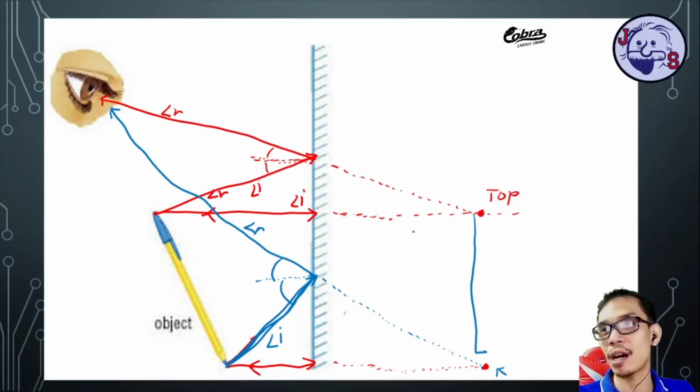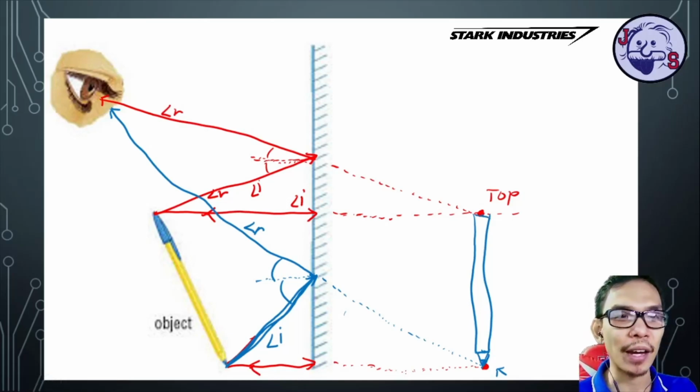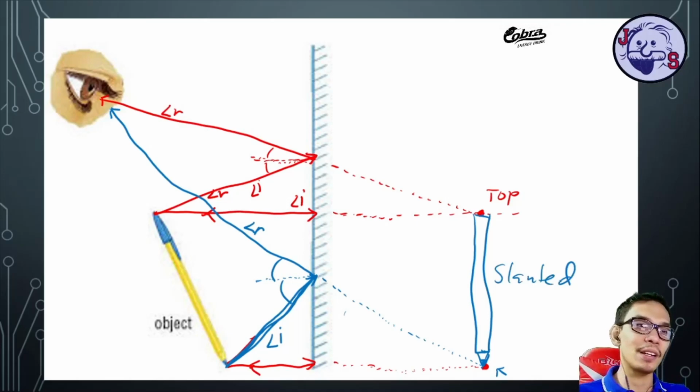So since I have drawn already, this will be the ball pen on the other side, the same size. Assume that this will be slanted, the way it was positioned in front of the plane mirror. So that is the ray diagram.